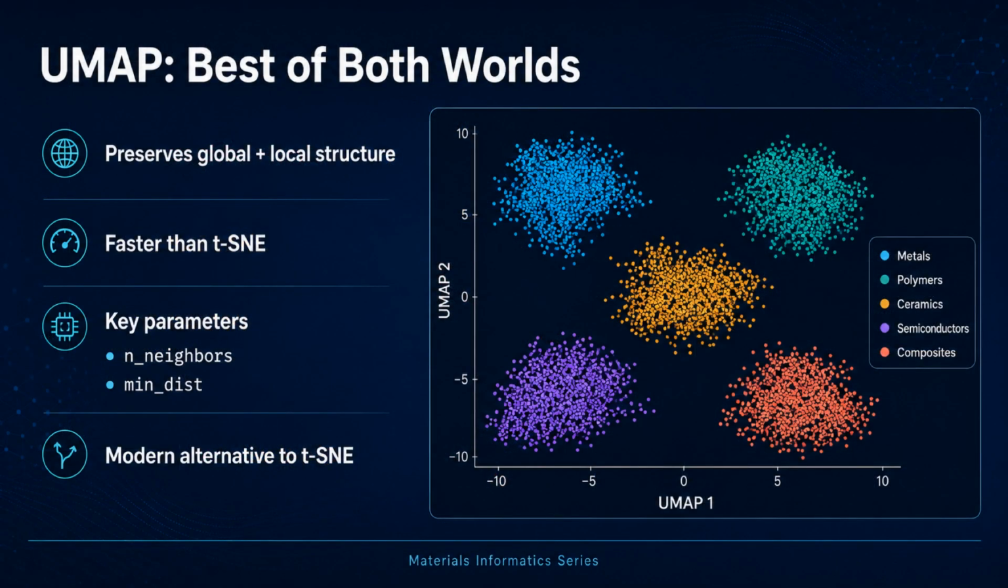UMAP, Uniform Manifold Approximation and Projection, is a modern alternative that preserves both local and global structure better than t-SNE while being much faster. The n_neighbors parameter controls local structure preservation, while min_dist controls how tightly points cluster. UMAP is now the preferred choice for many applications, providing interpretable visualizations where cluster positions are meaningful.